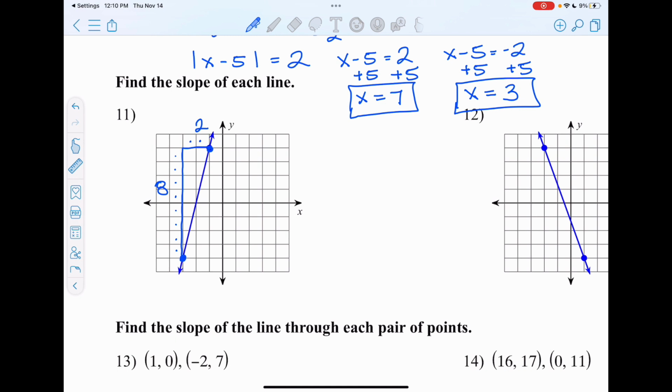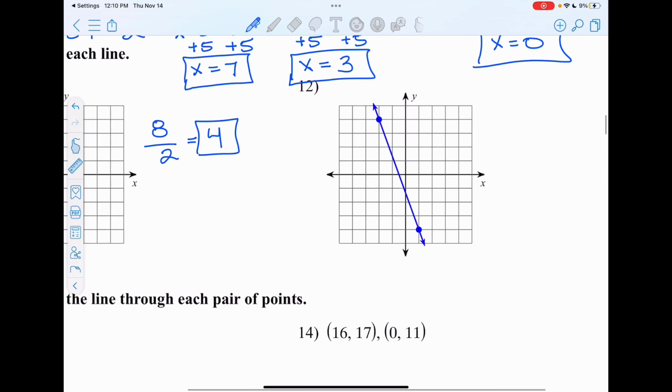Rise over run means I have 8 over 2. And we're going to simplify if possible. 2 actually does divide 8. 8 divided by 2 is 4. And so my slope is 4.